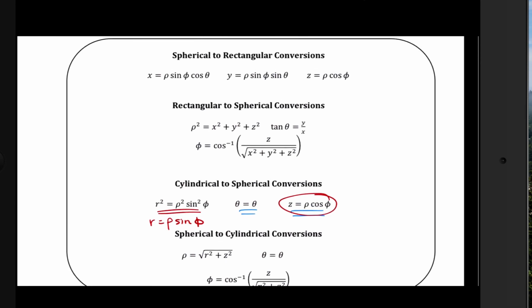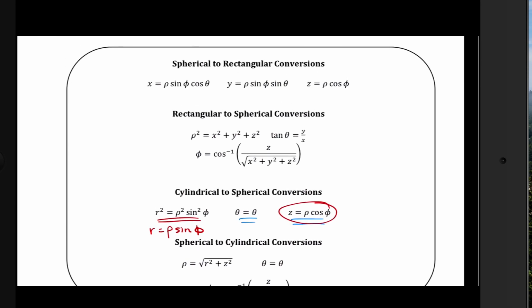Now let's take a look at the rectangular. Keeping in mind that in going from cylindrical to rectangular, I'll put cylindrical here, we know that x is equal to r cosine theta, and y is equal to r sine theta, and z is z. Now let's take a look here. X in spherical is equal to rho times sine of phi cosine of theta.